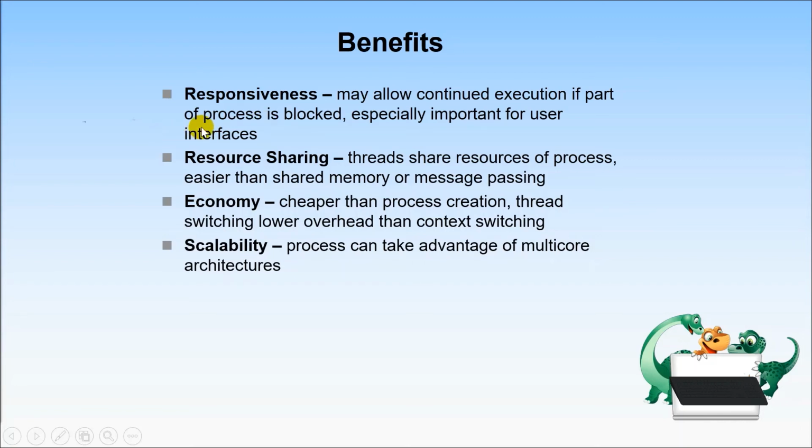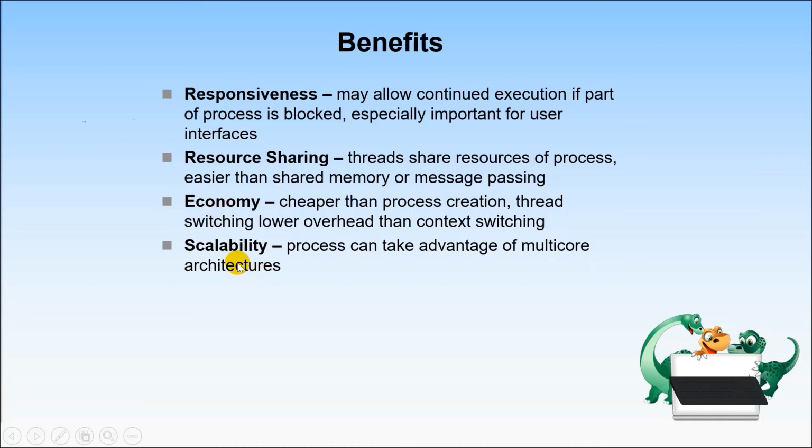Next is resource sharing. By default, threads share common code, data, and other resources, as shown in the model earlier, which allows multiple tasks to be performed simultaneously in a single address space. That's resource sharing. Third is economy. Creating and managing threads and context switching between them is much faster than performing the same tasks for processes. That's economy.